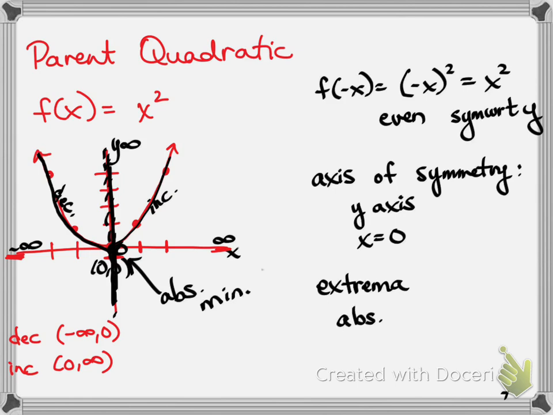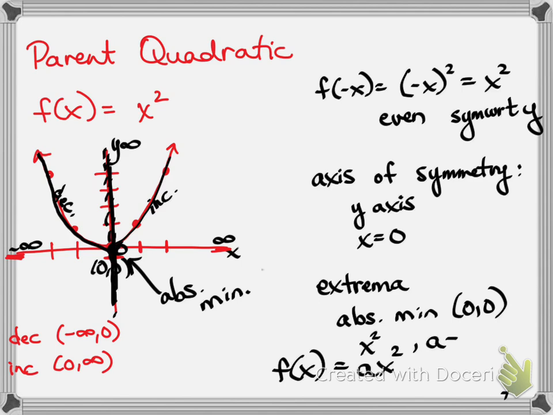We have an absolute minimum at 0, 0. So we didn't have to calculate it on the calculator because it's the parent function. All right. And then just a couple things. If we wanted to think of it as a x squared, since it's just x squared, a would be 1. So that 1x squared is the same thing as x squared. So our a is 1.